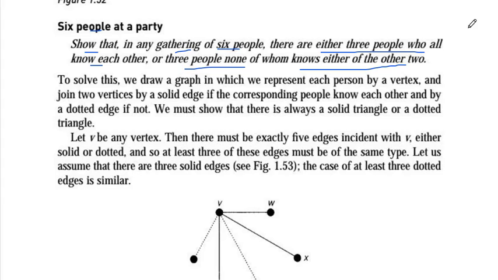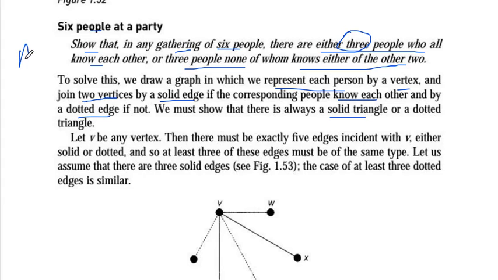Okay, so let's start by drawing a graph in which we represent each person by a vertex. Now let's join 2 vertices by a solid edge if the corresponding people know each other, and by a dotted edge if not. Okay, so we must show that there is always a solid triangle. Why? Because 3 people have to know each other.